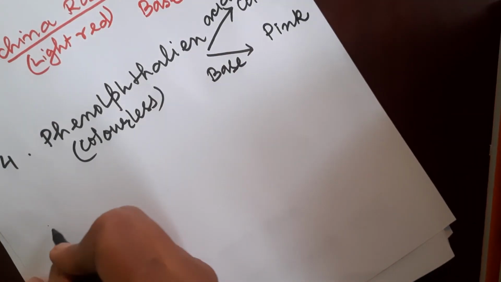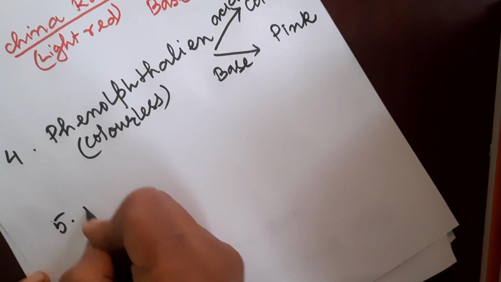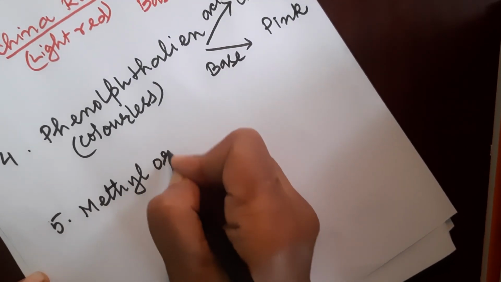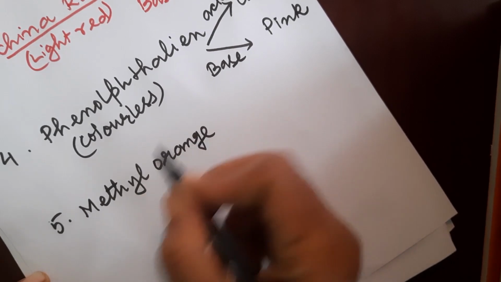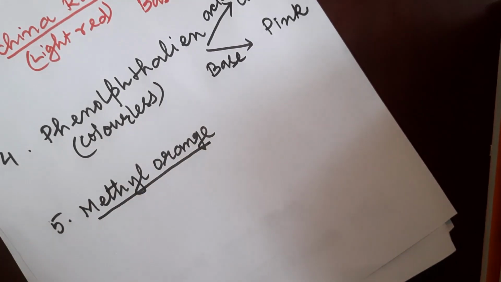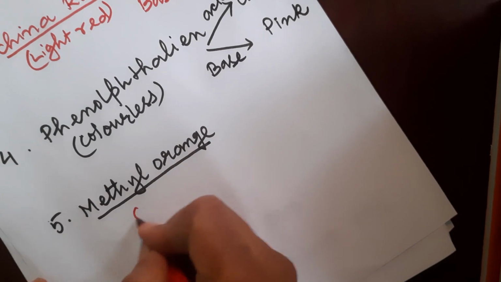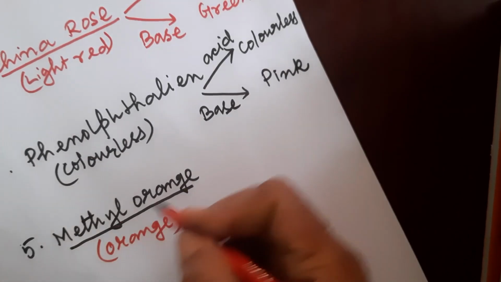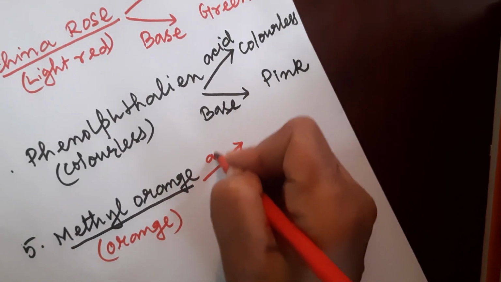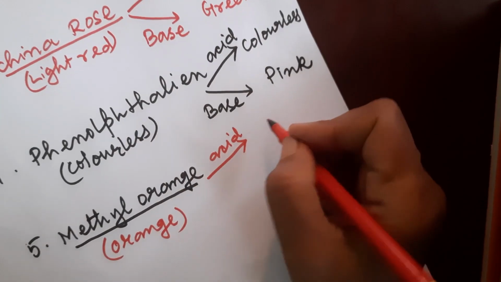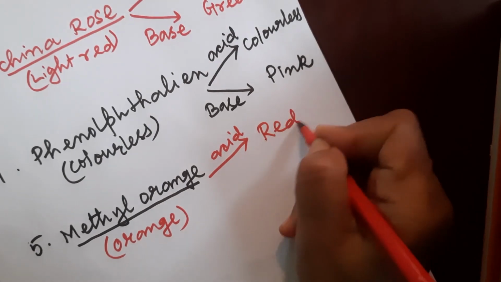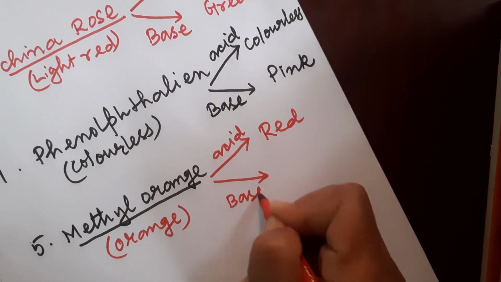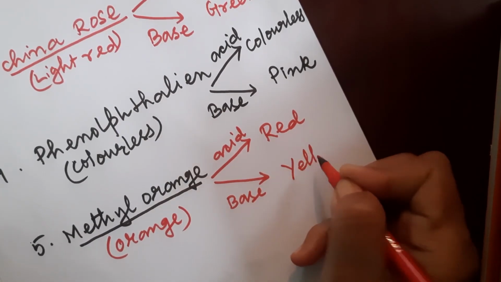Our next indicator is methyl orange. Now methyl orange, as its name indicates, is orange in color. If you put methyl orange in acidic solution, it will turn red. And if you put it in basic solution, it will turn yellow.